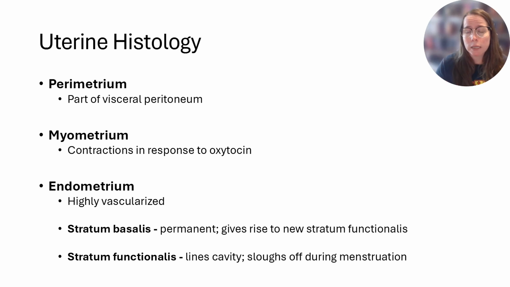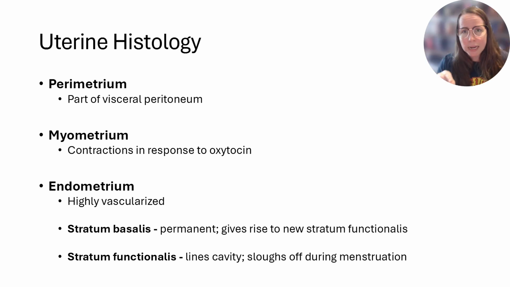Most of the uterus is made of smooth muscle, and we call that the myometrium. This is what's responding to oxytocin during contractions in labor. This is also what is contracting and causing menstrual cramping during your menstrual period, because it's kind of trying to squeeze all of that dead tissue out of the uterus.